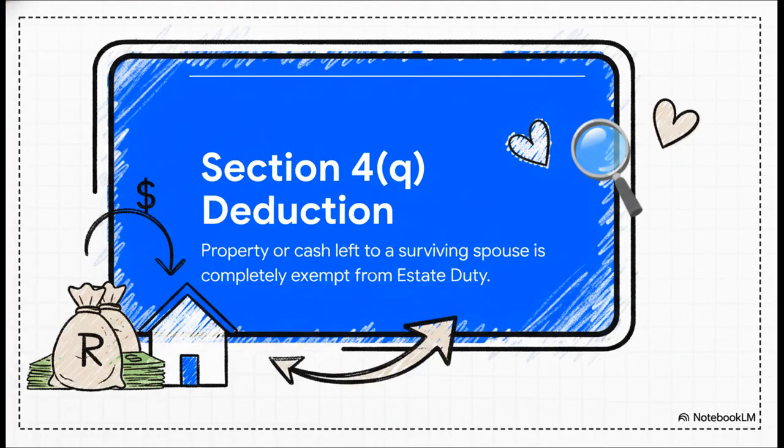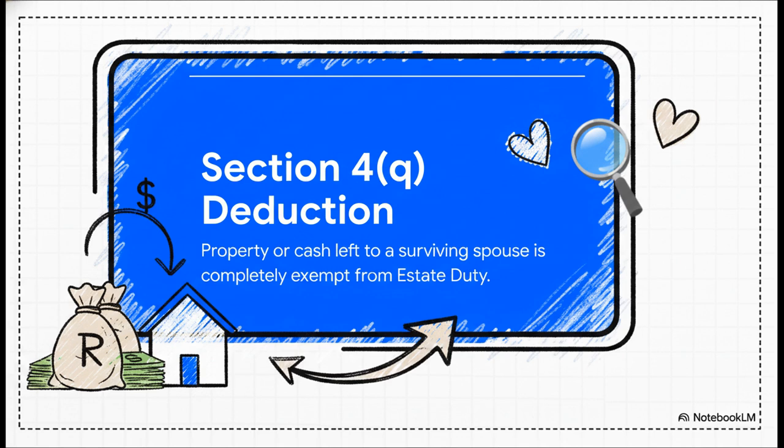Now, listen to this one, because it is an absolute game changer in South African tax law. The Section 4Q deduction, commonly known as the spousal exemption. It dictates that any property or cash left to a surviving spouse is completely 100% exempt from estate duty. If you leave your entire multi-million rand estate to your husband or wife, it literally gets pulled completely out of the funnel. No estate duty is triggered at that moment.